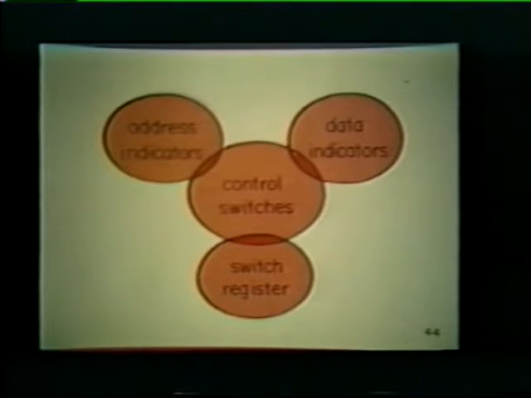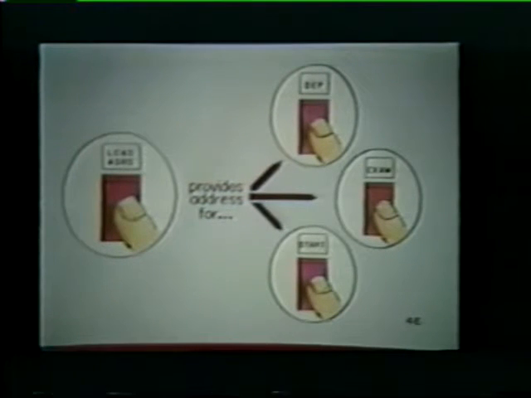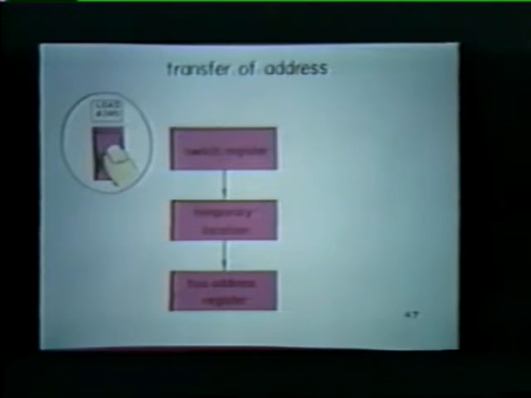These control switches work in close relationship with three other console groups we've discussed: the switch register, the address indicators, and the data indicators. One of our control switches is a momentary switch called load address. It is used to provide an address for the deposit, examine, and start functions. Pressing load address transfers an address that had been previously placed in the switch register to a temporary location within the processor. From here, the address is sent to the bus address register, or BAR, where it can now be used to address devices on the Unibus.